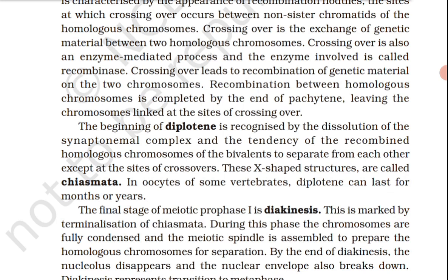Metaphase II. At this stage, the chromosomes align at the equator and the microtubules from opposite poles of the spindle get attached to the kinetochores of sister chromatids.